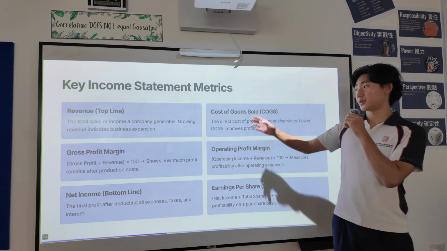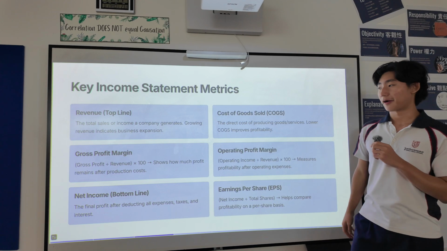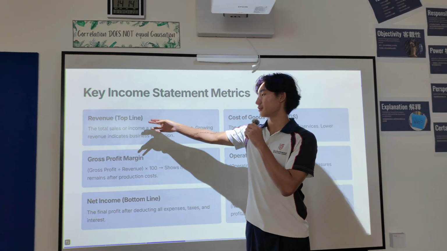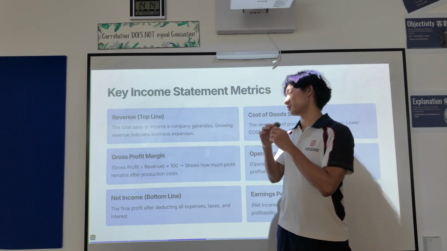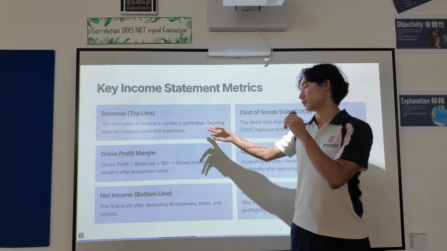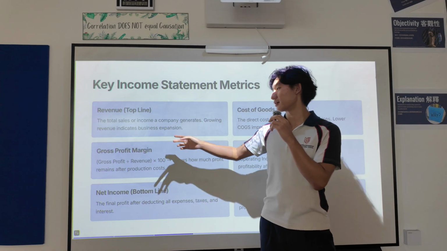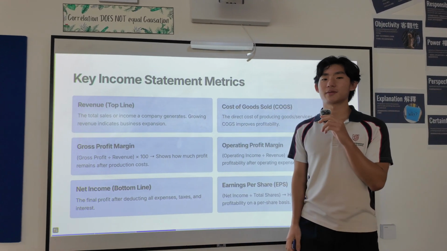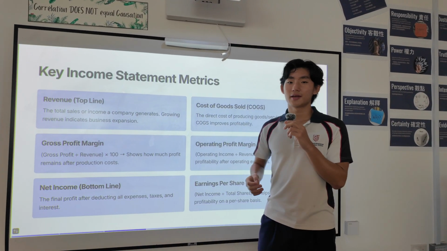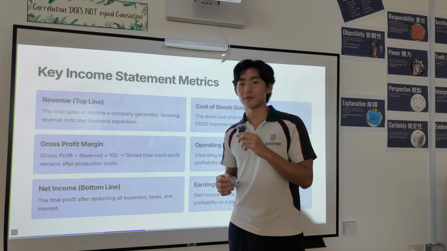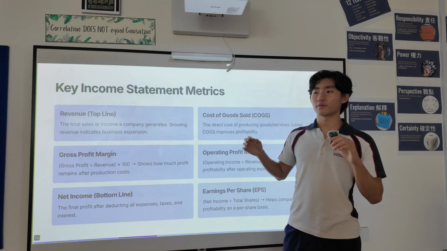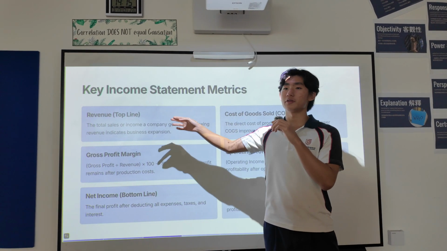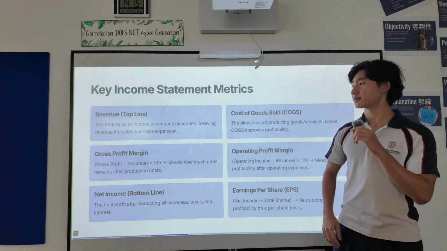Now, these are some of the key income statement metrics. First of all is revenue. It's called the top line. The revenue is what it implies, the total sales or income a company generates. Growing revenue indicates business expansion. Last video we talked about the different revenue streams that a company has. So all of that should be accumulated into one revenue figure in this statement, and you can see that.